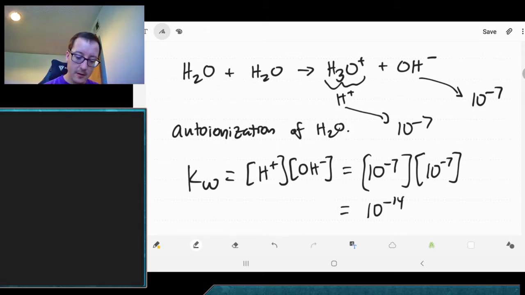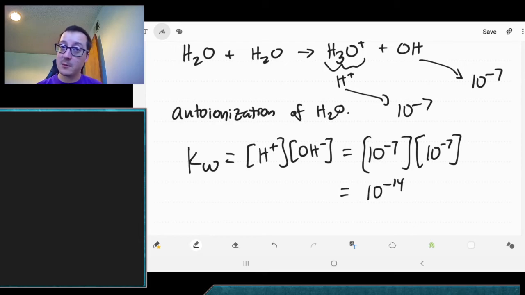All right, and so this is a number that's going to be extremely valuable for us because it's going to tell us if we know our hydrogen ion concentration, we can figure out what the hydroxide ion concentration is going to be for that solution. And so we'll have some examples of that. A couple things to notice here. Technically, the units are molar squared, but most people don't include them, so we don't care.